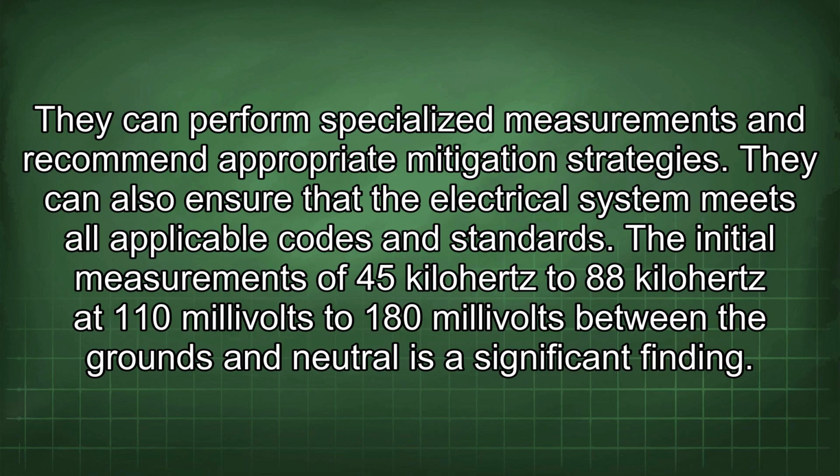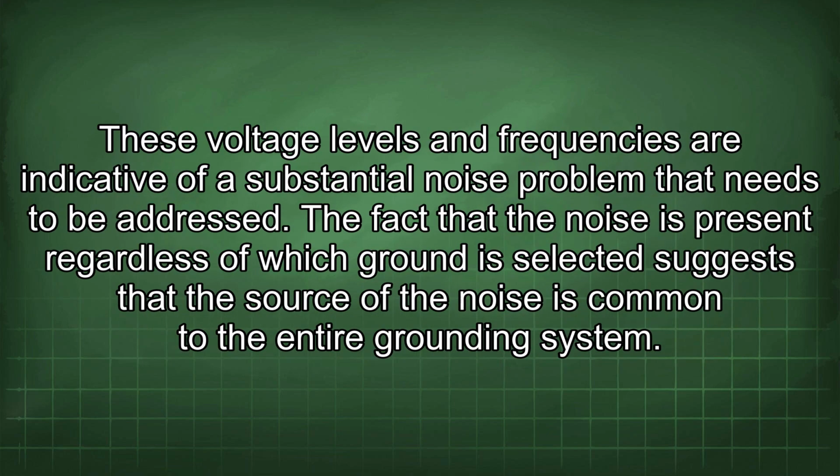The initial measurements of 45 kHz to 88 kHz at 110 mV to 180 mV between the grounds and neutral is a significant finding. These voltage levels and frequencies are indicative of a substantial noise problem that needs to be addressed. The fact that the noise is present regardless of which ground is selected suggests that the source of the noise is common to the entire grounding system.